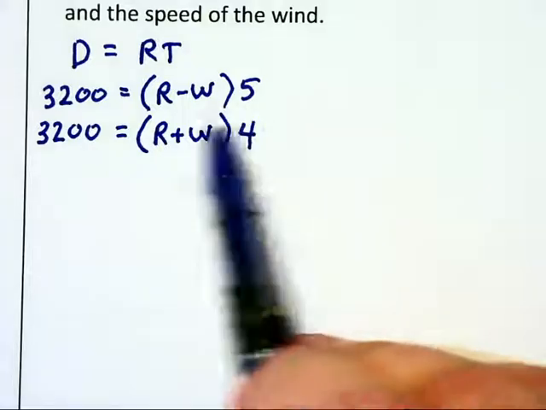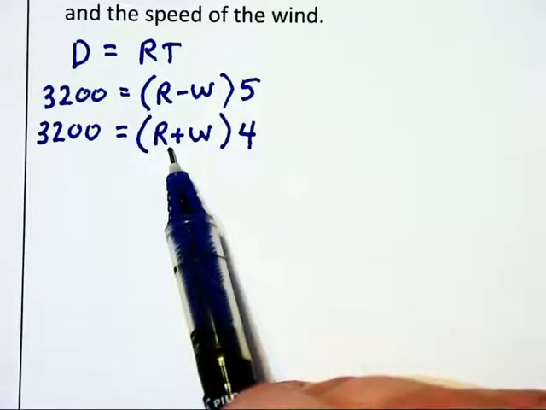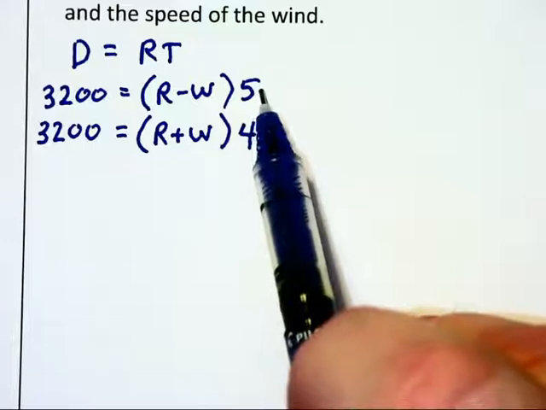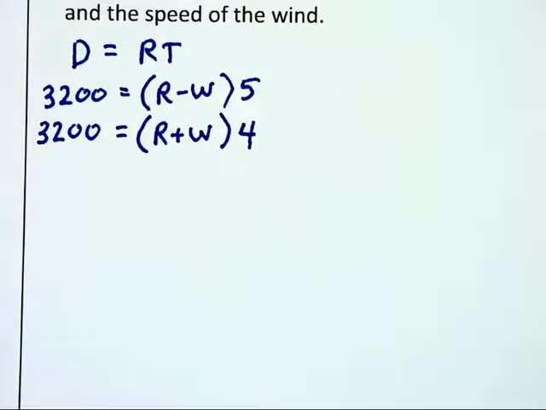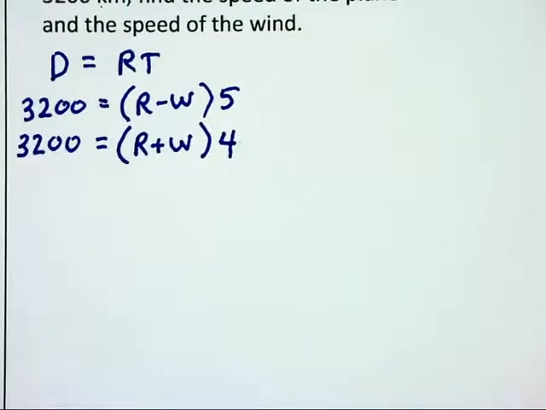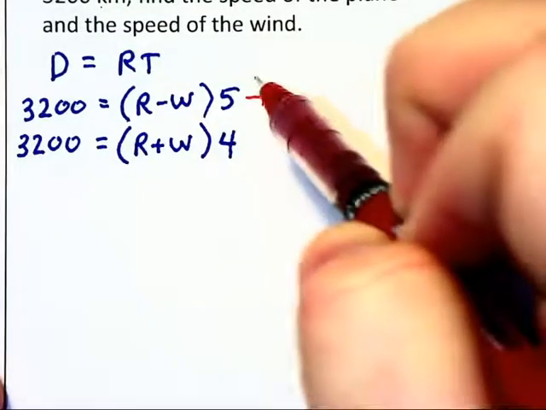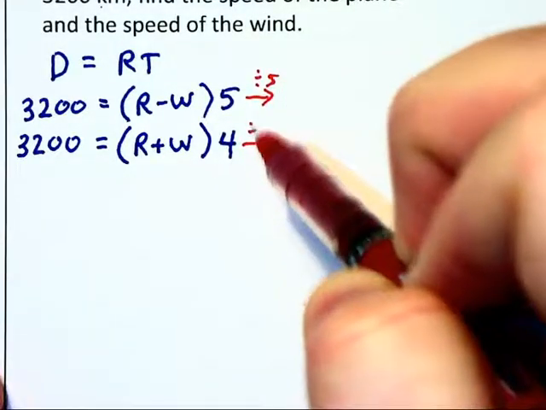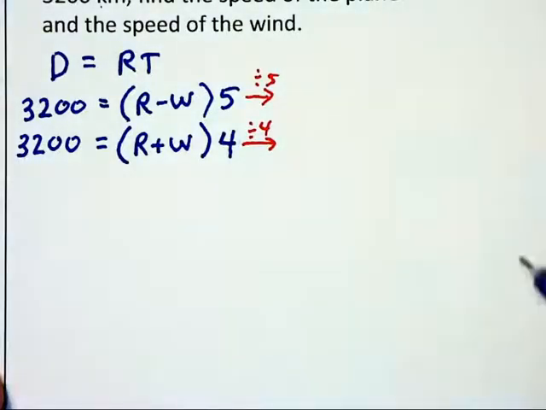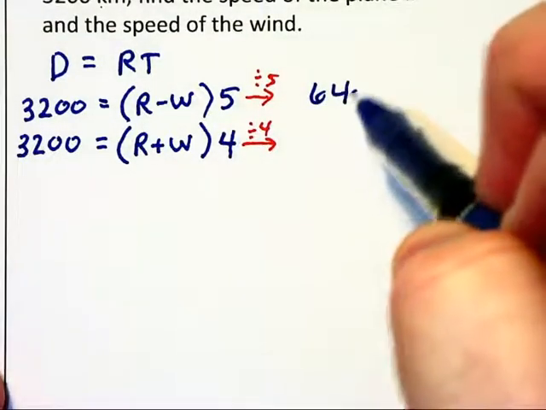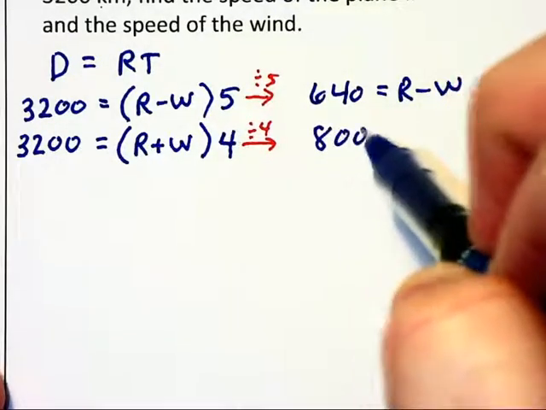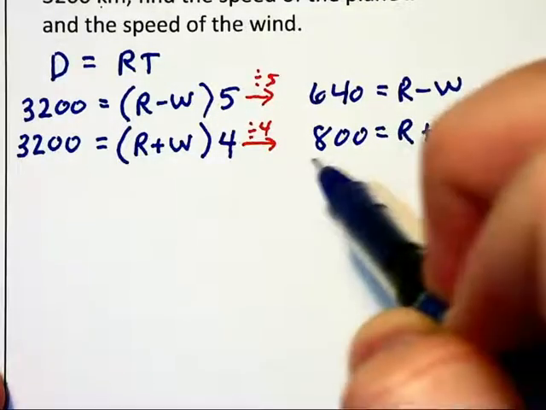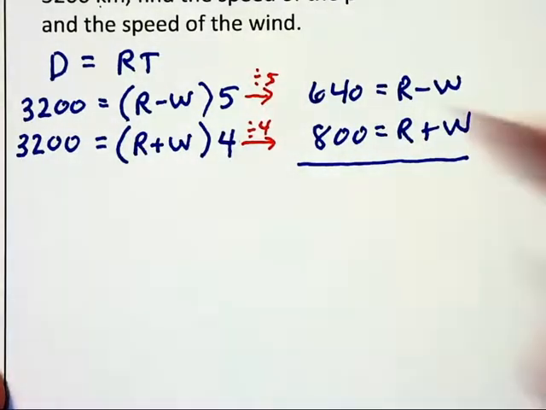Now we have a choice. We can do the distribution in each of these equations, or sometimes it's easier just to divide by the 5 and the 4 right off the bat so we can have our r plus w and r minus w lined up. And that's exactly what I'm going to do here. We're going to take this first equation, divide it by 5, and the second equation, divide it by 4. This will give us 640 is equal to r minus w, and 800 is equal to r plus w. And this problem is just primed and ready for us to add together and eliminate those w's.